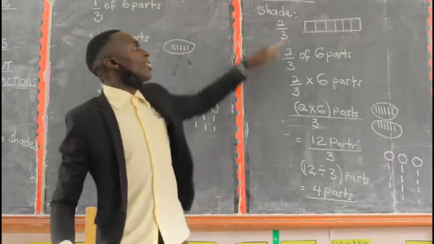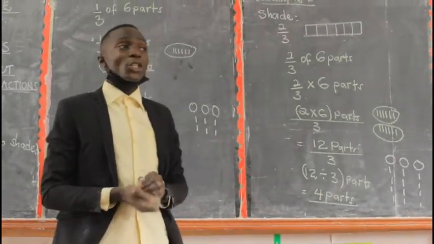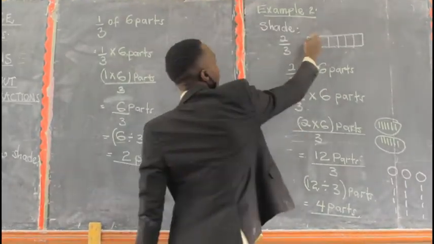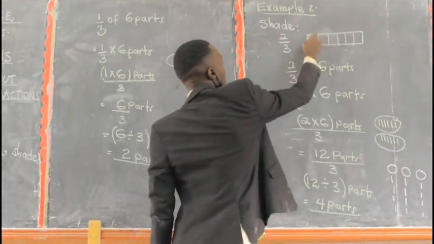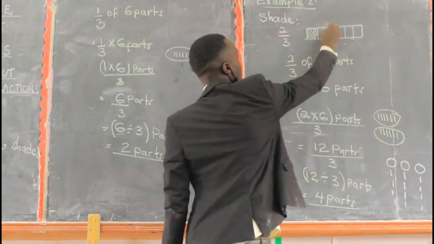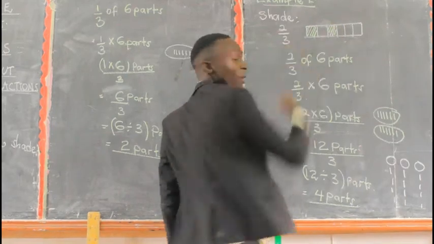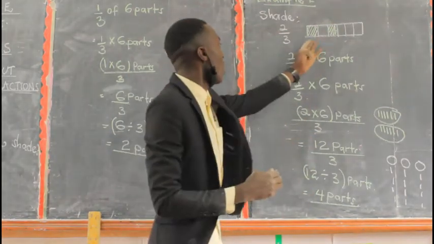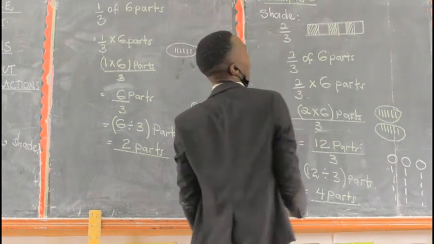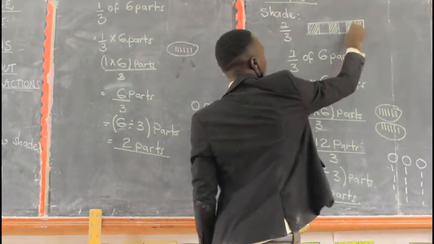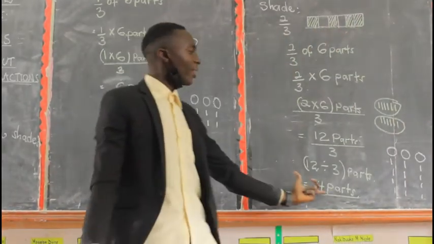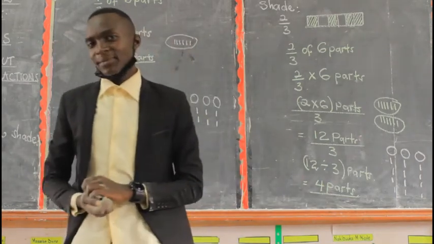We come and shade 4 parts because the question was telling us to shade. Let's shade. This is 1. Remember to shade gently. That's 1. You can jump this one. 2. So long as you shade 4 parts. 1, 2, 3. I can add also this one. Finally 4. So it means that I have taken the 4 parts.